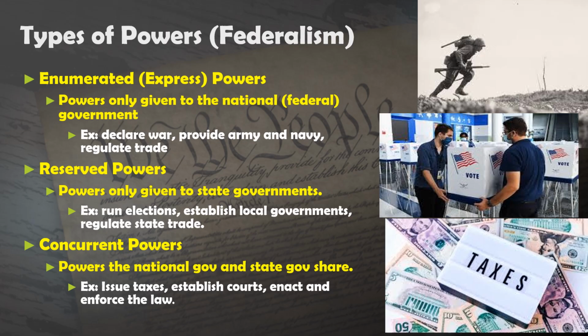Then you have something known as concurrent powers, which are powers that the national and state government share. So that idea of federalism, or what is known as a federal system. Both national and state governments can issue taxes. Both can establish courts at the federal level, the national level, but also at the state level, and both can enact and enforce the law within those areas. So concurrent powers, guys, are powers that the national government and state government share. So the essence of federalism.